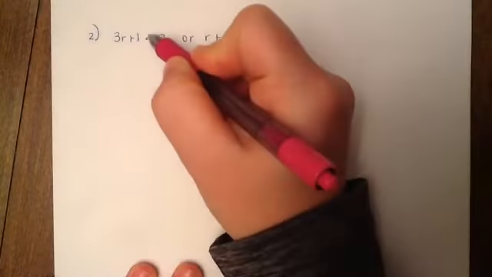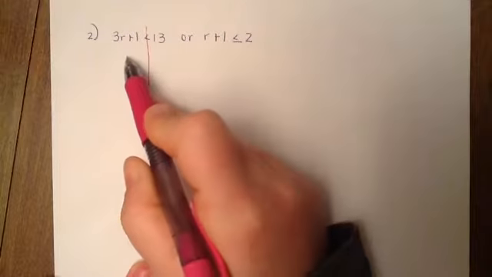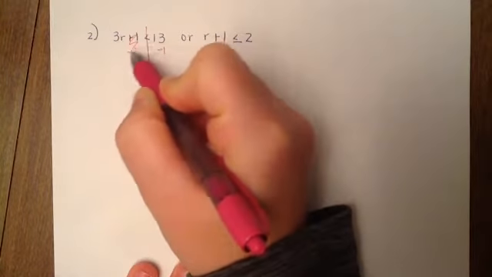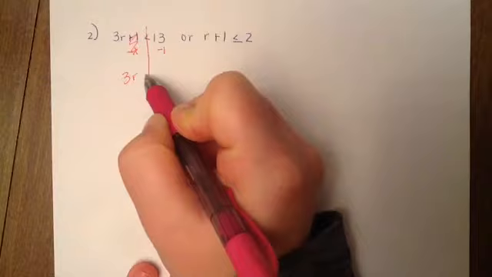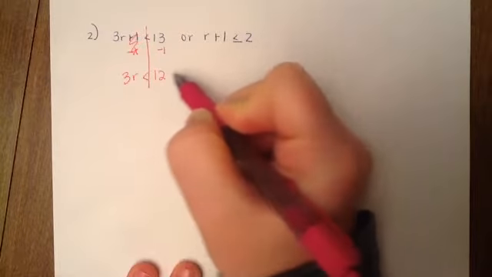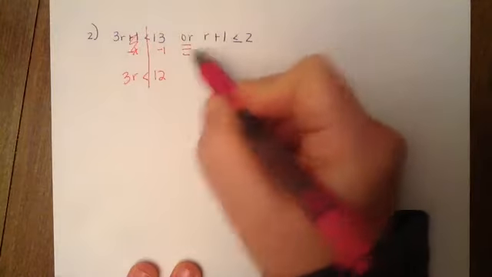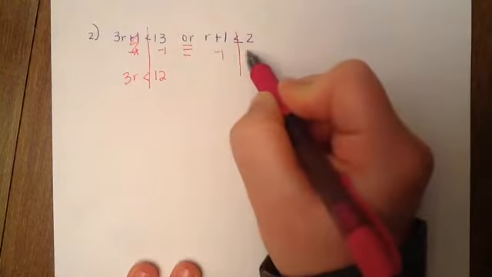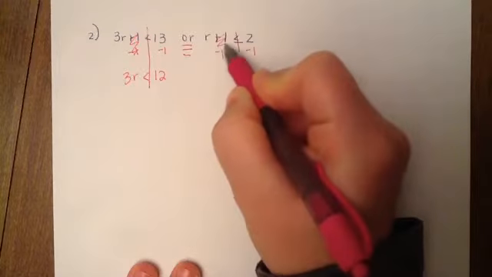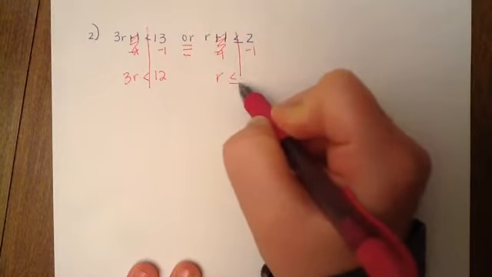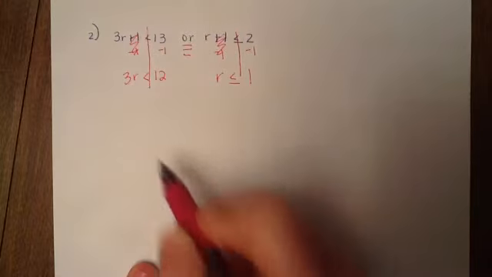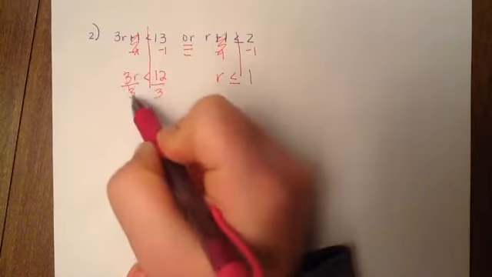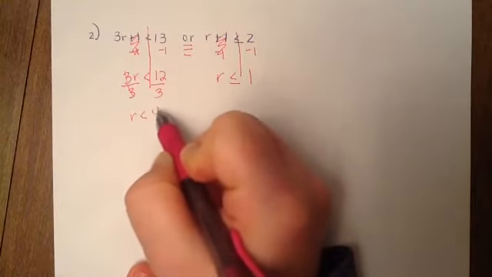Let's see how you did. Over here, the first thing we have to do is solve for r. So your first step, minus 1, minus 1. 3r less than 12. Or, meaning it can be one or the other. Over here, what did you do first? Minus 1, minus 1. R is less than or equal to 1. Oh, what did we forget to do here? Divide by 3. R is less than 4. Much better.